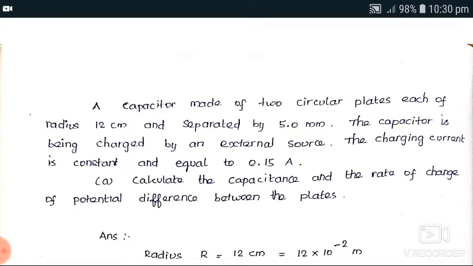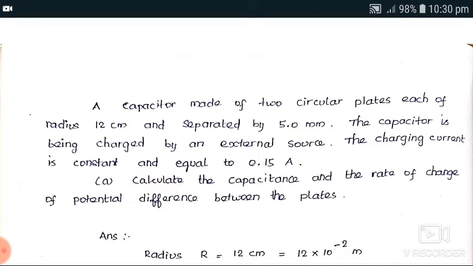So they have taken a capacitor made up of two circular plates. Each of the plates has a radius of 12 centimeter, and the distance between the two circular plates is 5 mm. The capacitor is being charged by an external source. So the charging current is constant and equal to 0.1 ampere.